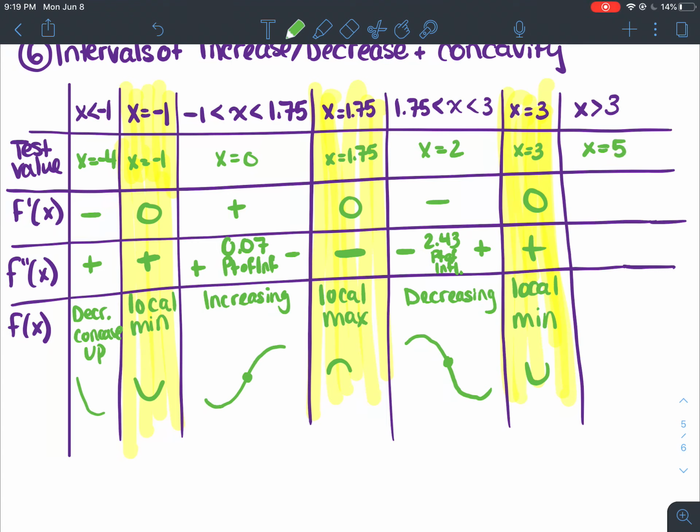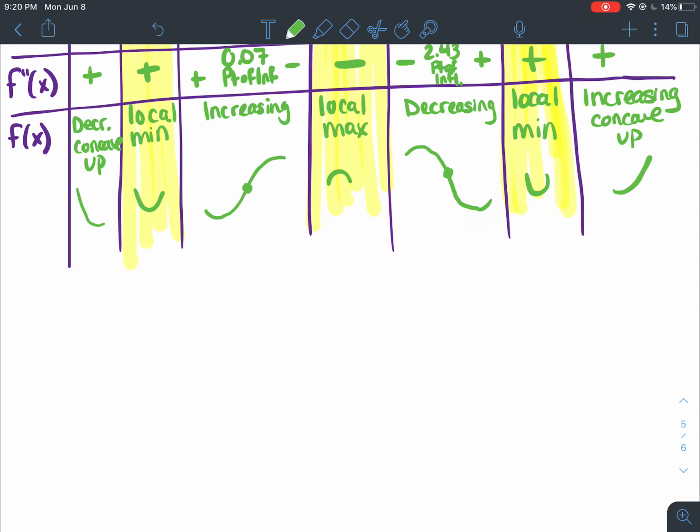So then let's test x equals 5 here. If we sub that into our first derivative, it's going to give us a positive answer. Our second derivative is positive, therefore our function's increasing because our first derivative is positive. And because our second derivative is positive, we know it's concave up. It's ending like that. So just from looking at the sketches, I know my function's going to do that kind of shape, according to my graph here.